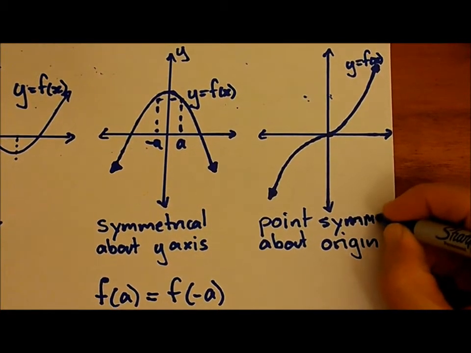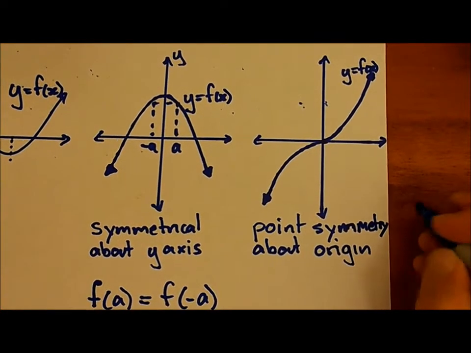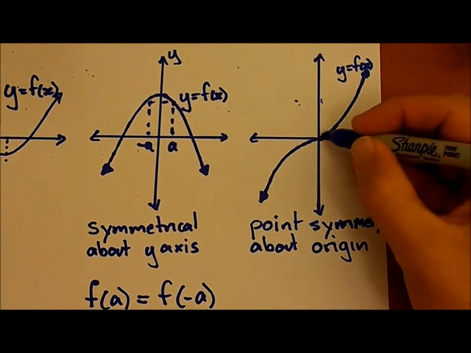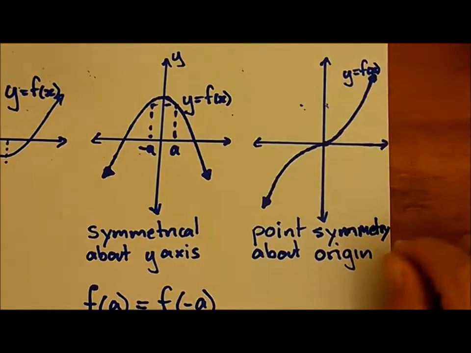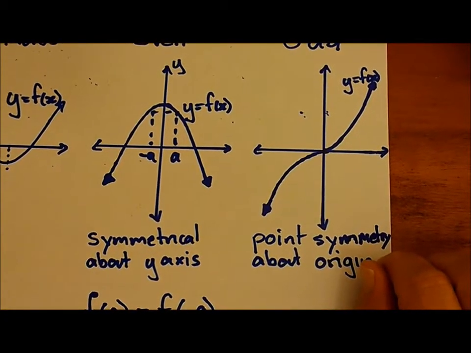So that's a visual, and how that's useful is, if I know a function is odd, and I've drawn one half, I can draw the other half. I can just rotate about the origin and get what the other half looks like.